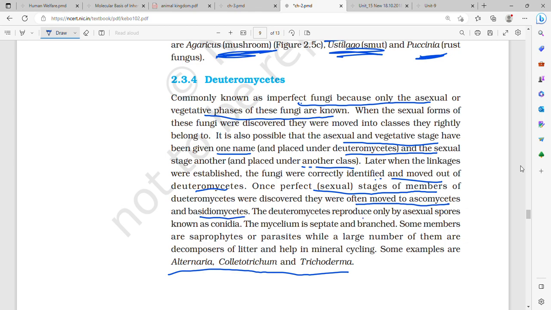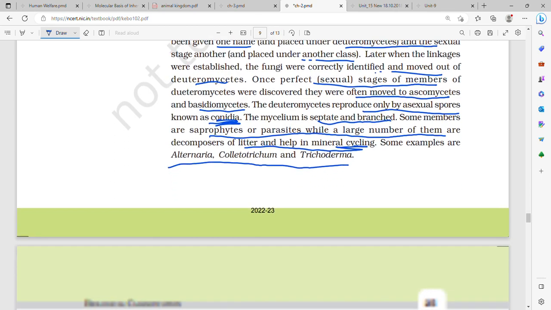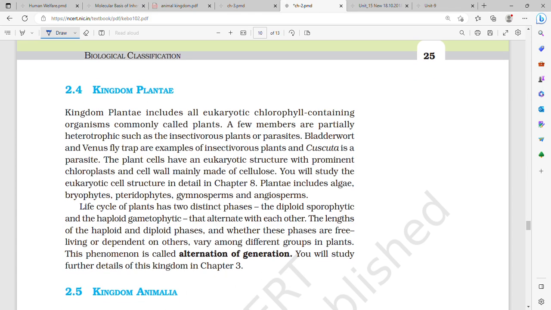The Deuteromycetes reproduce only by asexual spores called conidia. The mycelium is septate and branched. Some members are saprophytes or parasites, while in large numbers some of them are decomposers of litter and help in mineral cycling. Some examples are Alternaria, Colletotrichum, and Trichoderma.